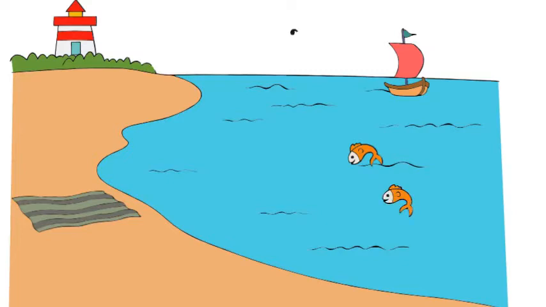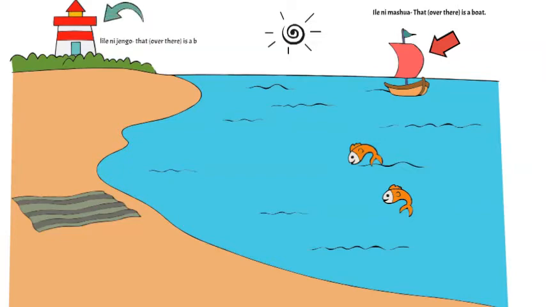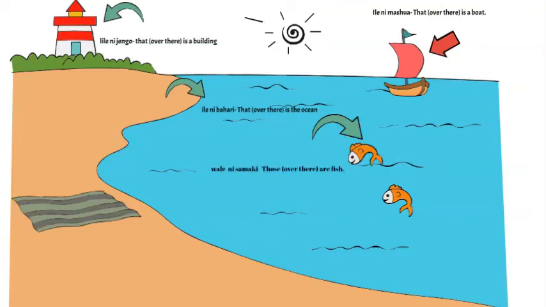So in our video, we're going to learn how these different items actually can be described differently depending on the noun classes. So the first one is that is a boat, ile ni mashua, and then we have that is a building over there, ile ni jengo, and then we have that is the ocean, ile ni bahari, and then we have those are fish, wale ni samaki, and then we also have that is the sun, lile ni jua.